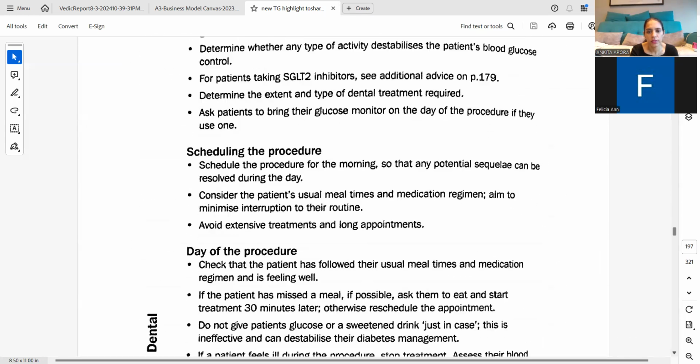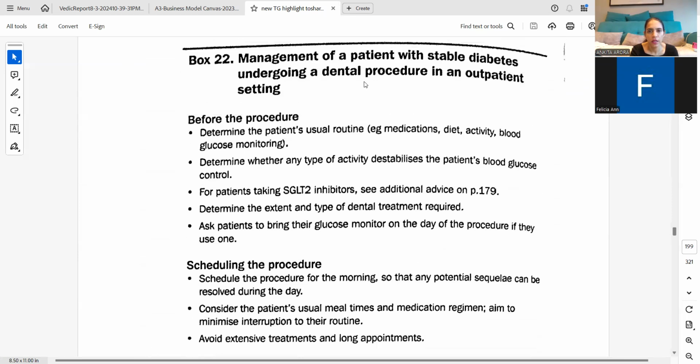So this is the table. How do we proceed with the patient in an outpatient setting? Before the procedure, determine the patient's usual routine. Have they had their medications and diet? Usually we do procedures in the morning half, so have they had breakfast or not, their activity, blood glucose monitoring. So these are the before-procedure essentials.